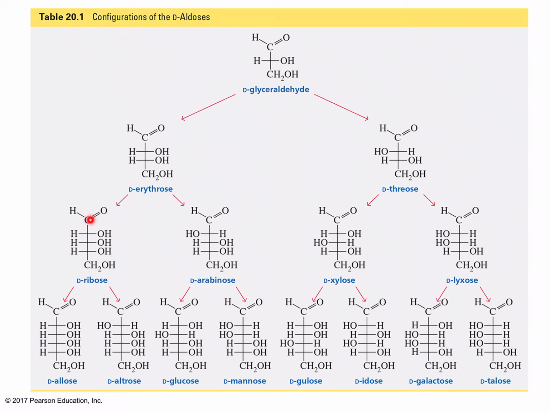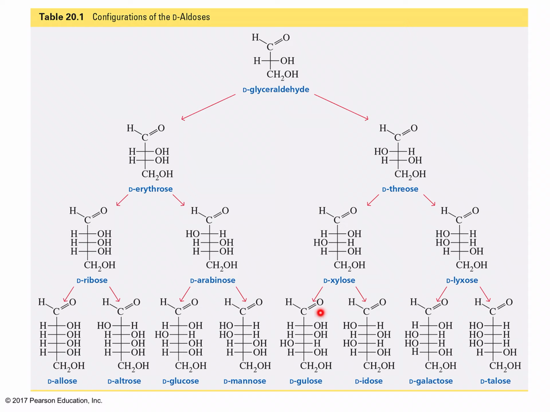And then if you add one more carbon to these 5 carbon sugars, that's going to be between the carbonyl carbon and this carbon. If the OH group goes to the right, that is D-allose. OH group goes to the left, that is D-altrose. And from D-arabinose, you can add an OH group to the right, hydrogen to the left, that is D-glucose. And then the OH group to the left and the hydrogen to the right, that is D-mannose.